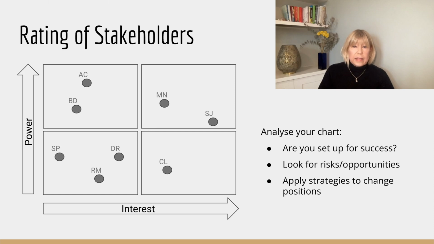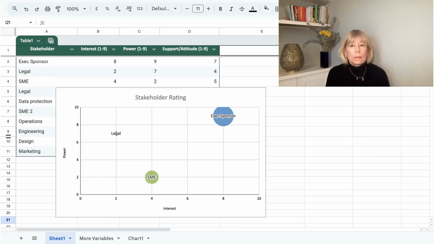Next, we will look at adding a third variable, enabling a bubble chart. When I was building a stakeholder application for rating stakeholders, I was thinking about how having an interest in something does not automatically translate to being supportive. Hence, I added support as a third variable and ended up with a bubble chart. So in this chart, the size of the bubble represents how supportive I perceive the stakeholder to be.